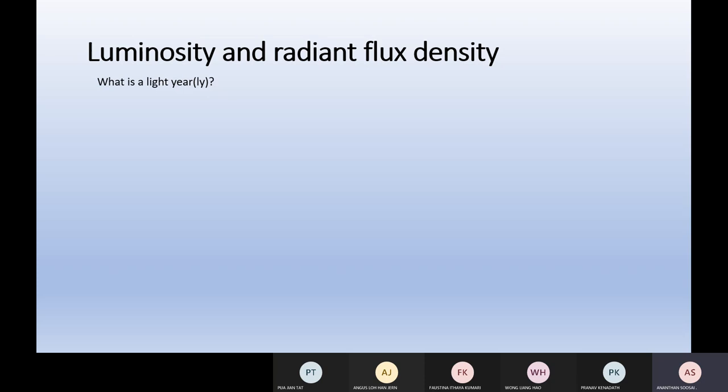So what is the light year? As I told you, the distance traveled by light in vacuum in one year. It's 9.5 times 10 to the power 15 meters. How do you get it? Speed times one year in seconds, you get this value. Of course, we know the fastest thing is light. For stars, all will be in light years, very far away.